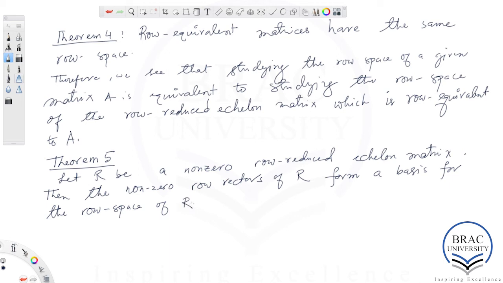Okay. So if we are given an m times n matrix, we can find the corresponding row reduced echelon matrix, meaning that the row reduced echelon matrix that we end up with is row equivalent to the original matrix A. So we take the non-zero rows of this row reduced echelon matrix, and those non-zero rows actually form the basis of the row space of the matrix A. Okay, so this was theorem 5. Then we have a corollary 1 to this theorem.